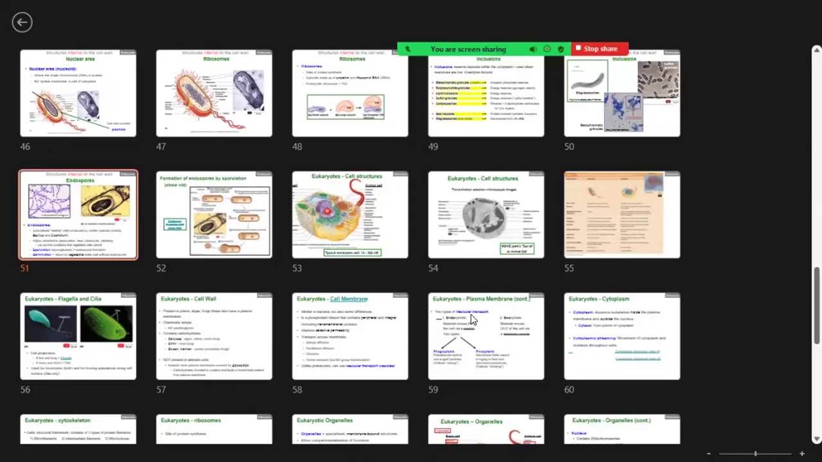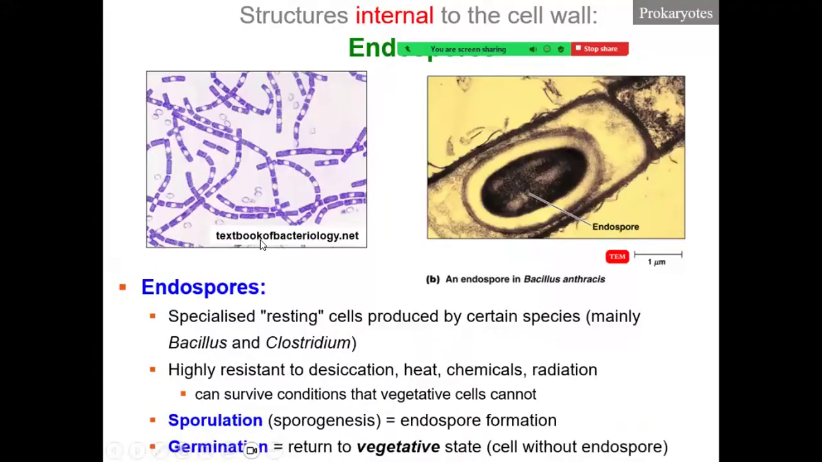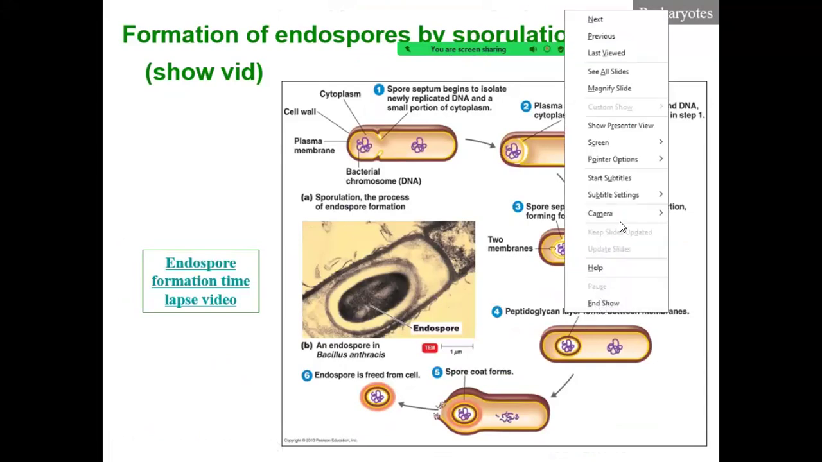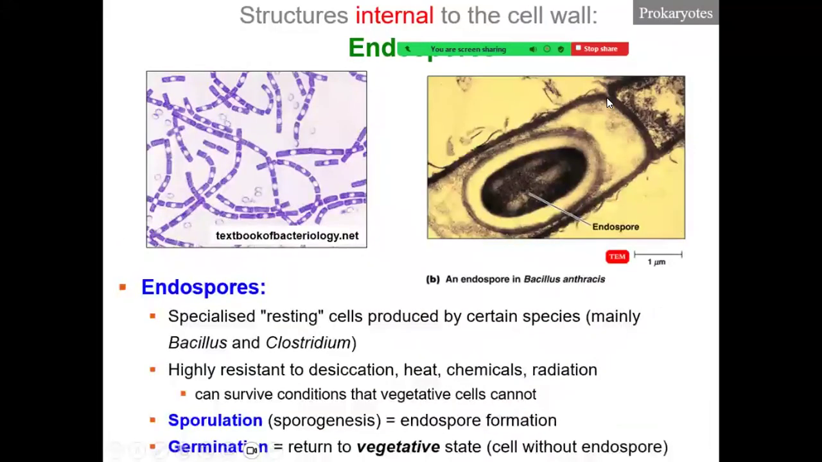Oops, didn't mean to do that. Let's get that back. I just wanted to shrink it down to the normal size. There we go. Germination is when the endospore returns to the vegetative cell, where the endospore germinates, giving rise to the parent cell, a vegetative cell.